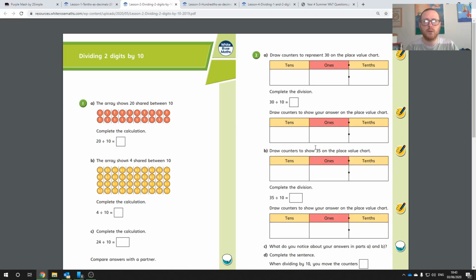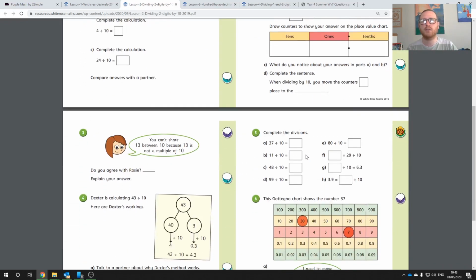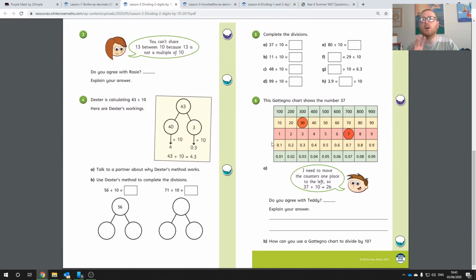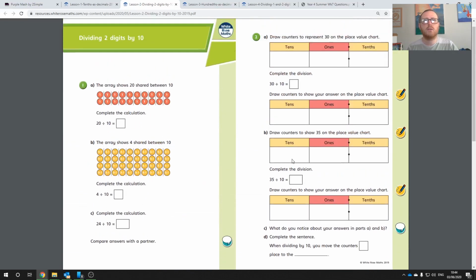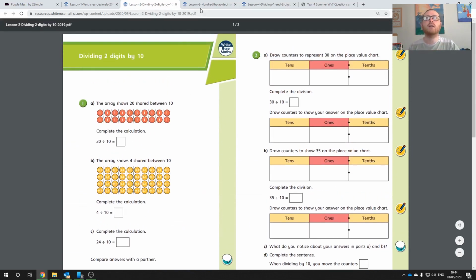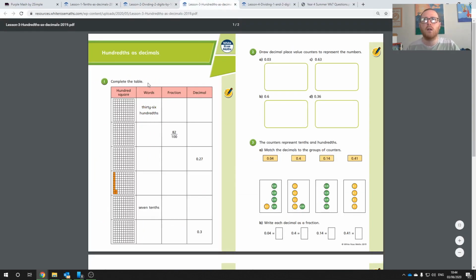Alternatively, you could use a method that we've used before, which is to draw your place value grid and move that number up and down, or left and right, depending on if you're dividing or multiplying. So there's some simple 2-digit divisions by 10 to do. It's a nice way to ease you into dividing by 10.